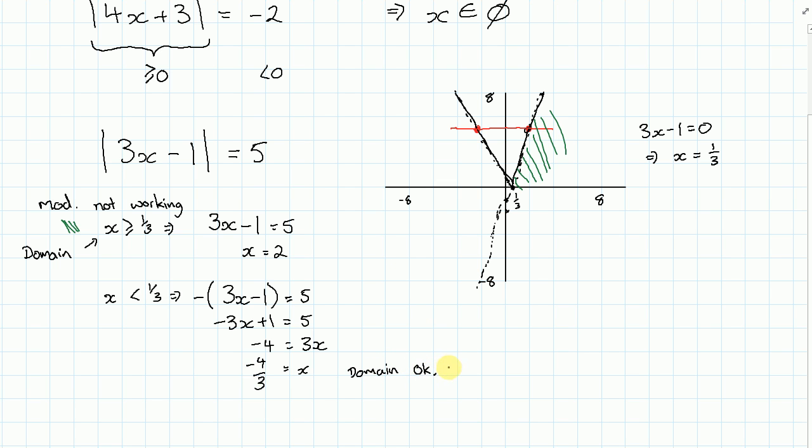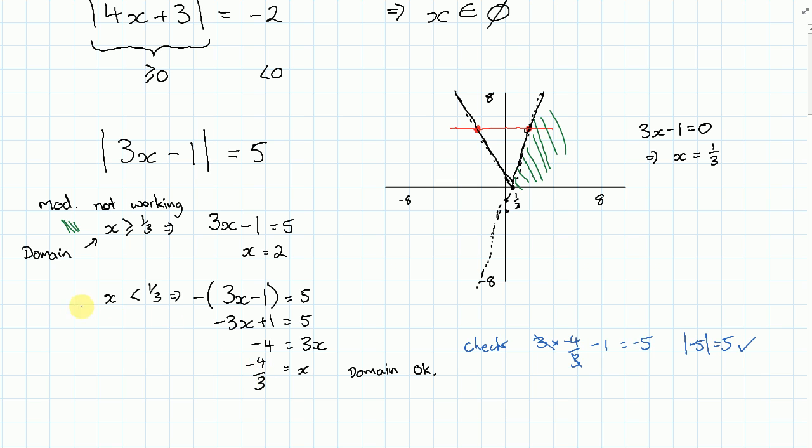So that means that this is also a solution. Now you might want to check it, so we take our number and just do a quick check with it. 3 times minus 4 over 3 cancels to give us minus 4, subtract 1 is minus 5, and when you do the modulus of minus 5 we get 5. Yeah, that's fine. So we know it works. So that's one way you can actually check if the value is right.